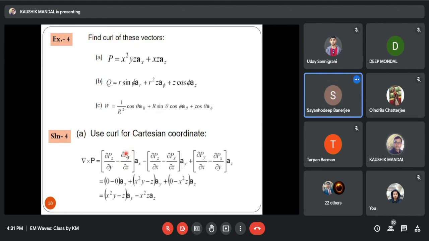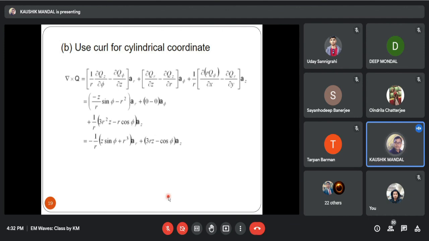So Py, oh sorry, Py is not there. Okay, it's my mistake that I have considered Py as xz. This Pz is equal to xz. There is no y term, so it becomes 0. Correct. Next, Pz equal to xz, and Px equal to x square yz. So accordingly, if you solve it, you should check all these calculations.